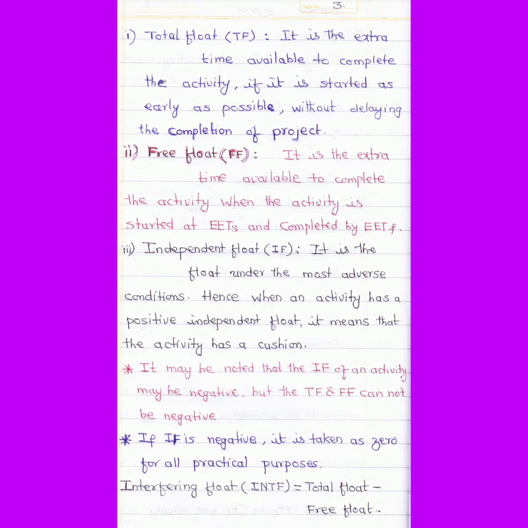Hence, when an activity has a positive independent float, it means that the activity has a cushion. It may be noted that the independent float of an activity may be negative, but total float and free float cannot be negative. If it is negative, it is taken as 0 for all practical purposes.